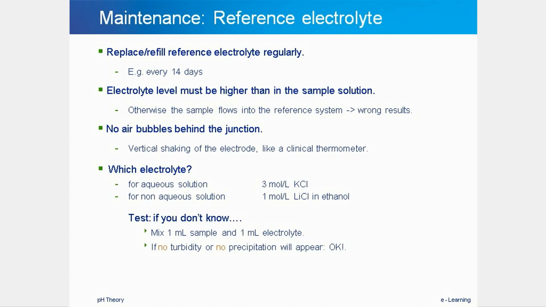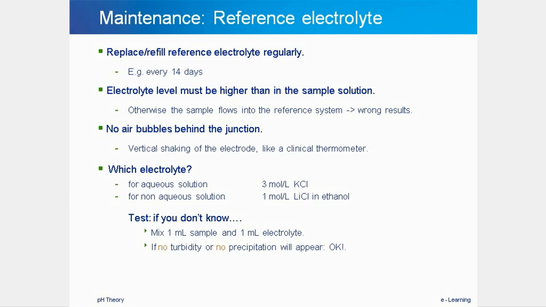When using a glass pH electrode or any other pH electrode with liquid reference electrolyte, the electrolyte has to be exchanged or topped up regularly, for example every 2 weeks. It's also important that the reference electrolyte level is higher than the sample solution and that the filling hole needs to be open during the measurement, since the sample solution would otherwise flow into the pH electrode instead of the reference electrolyte into the sample solution.